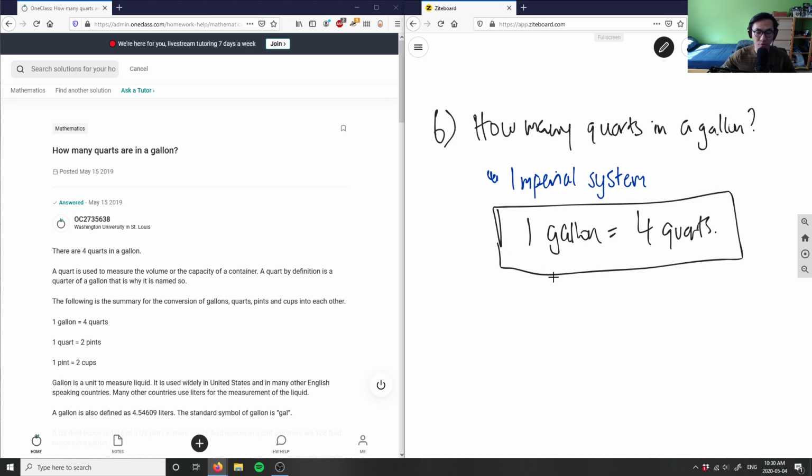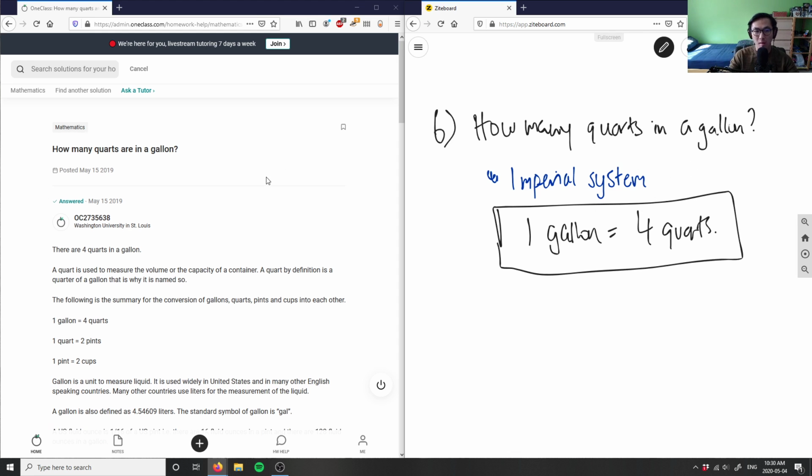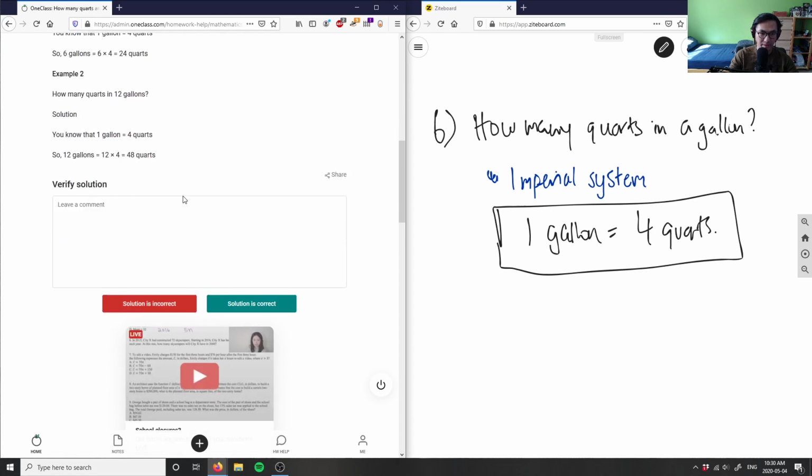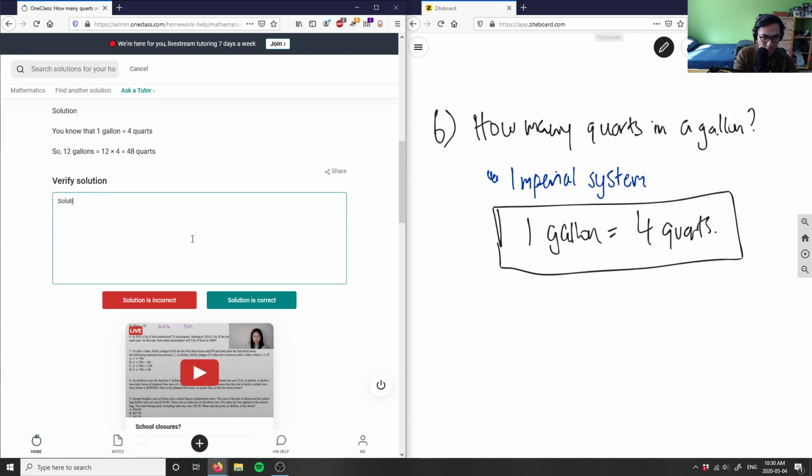We didn't really have to do any conversions, because it didn't ask for cups or pints and whatnot. So in this case we would just finish our question here. 1 gallon equals 4 quarts. They have the exact same answer, so the solution here is correct.